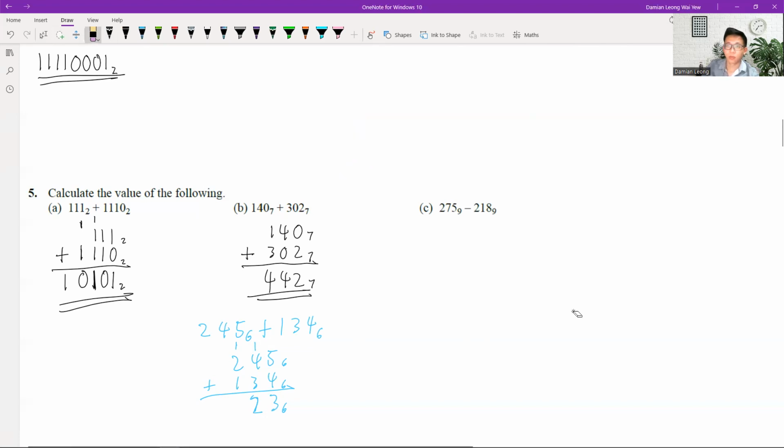So 1 plus 2 plus 1 is 4. So this becomes 4, 2, 3 in base 6. That's how it works. Now, part C here is a subtraction question. So for subtraction, what we do is also put it in vertical subtraction.